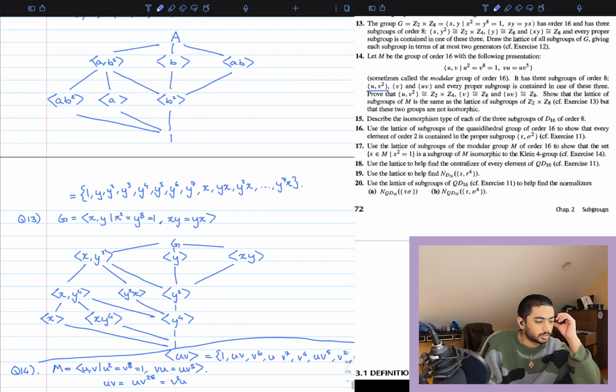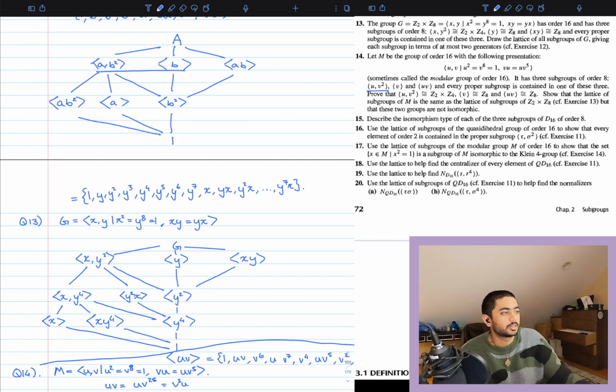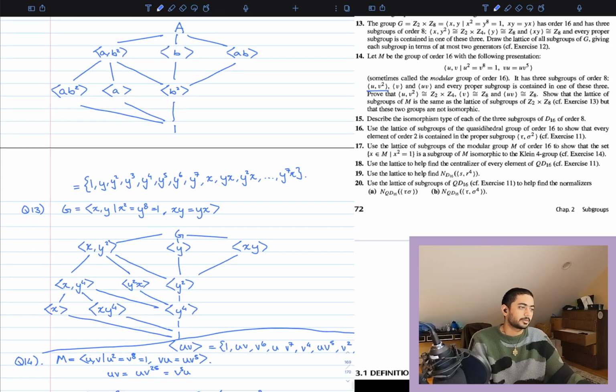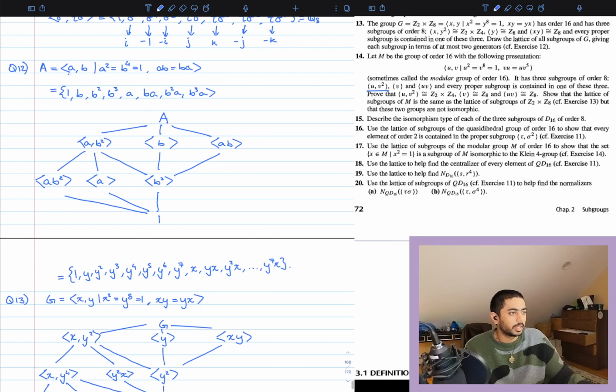I see. Oh, it's these 3. I see. I thought we were looking at this group. We're actually looking at this group. That makes sense. So this is the group generated by A and B and its subgroups.